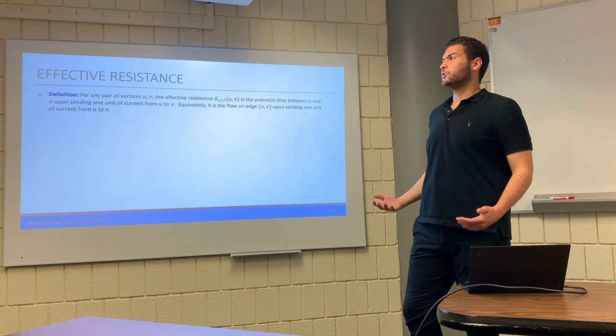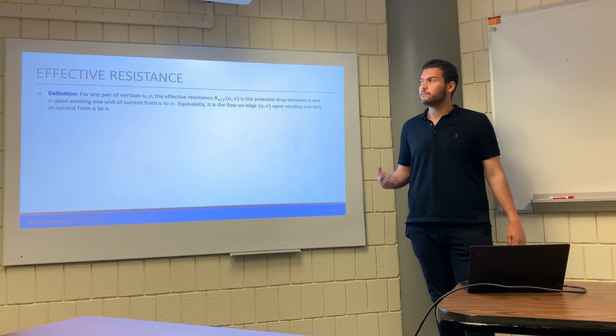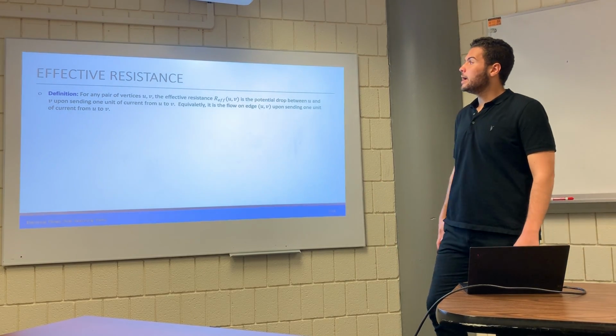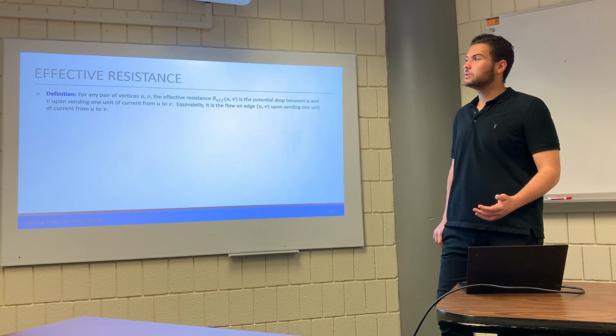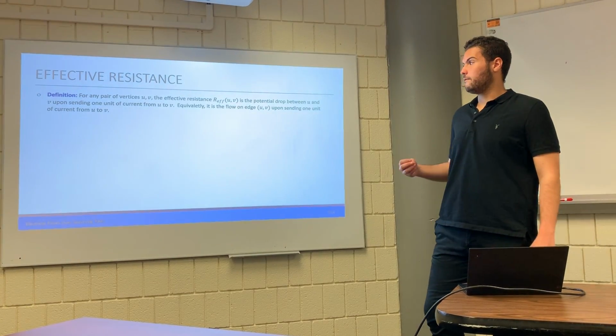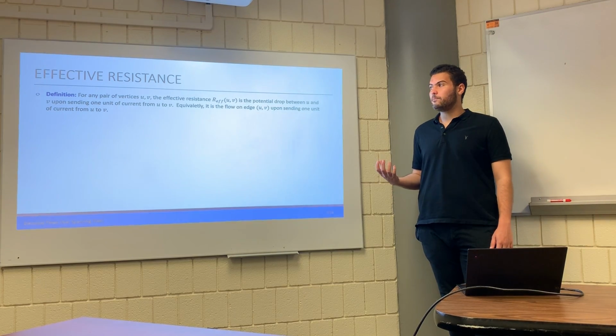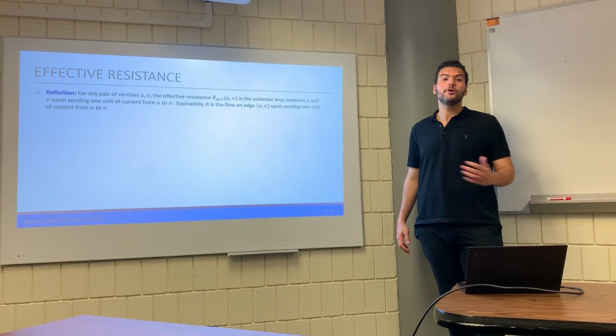then we propose this iterative rounding algorithm that rounds this flow relaxation solution to a vertex of the flow polytope. And to do that, we need this notion of effective resistance. The effective resistance between a pair of vertices U and V is the potential drop between U and V upon sending 1 unit of current from U to V.